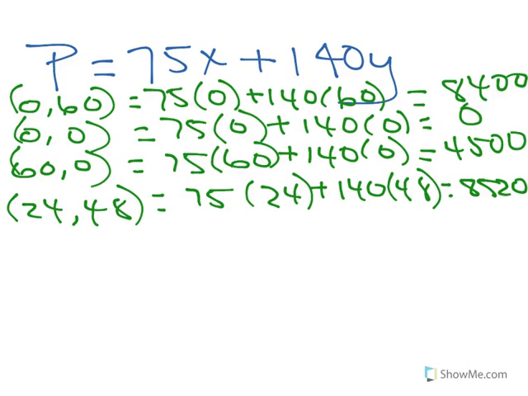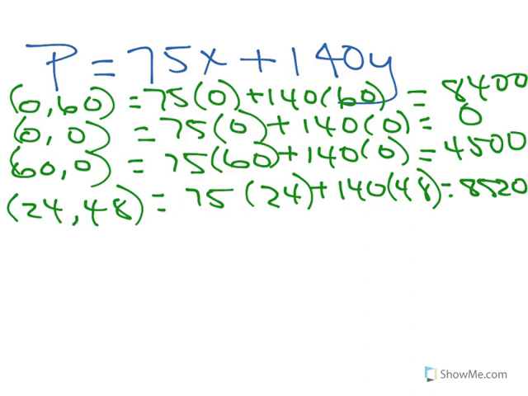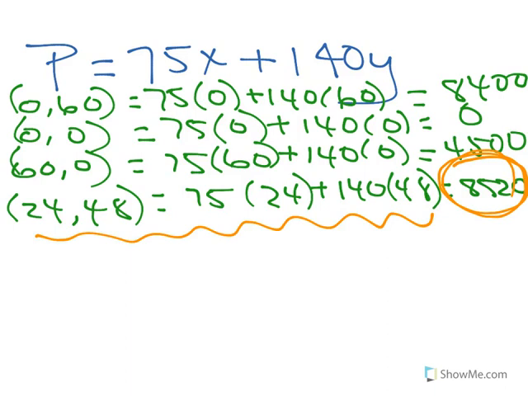Now, once we put the numbers in our calculator, we take a look at it. If you remember from the very beginning of the problem, we are trying to maximize our profit. So we're looking for the biggest number. Out of all of our totals that we see here, 8520 is the biggest. So that's how we would maximize the profit. So our final answer would be that we need to make 24, I believe bookcases was the X value, and 48 desks for this one.